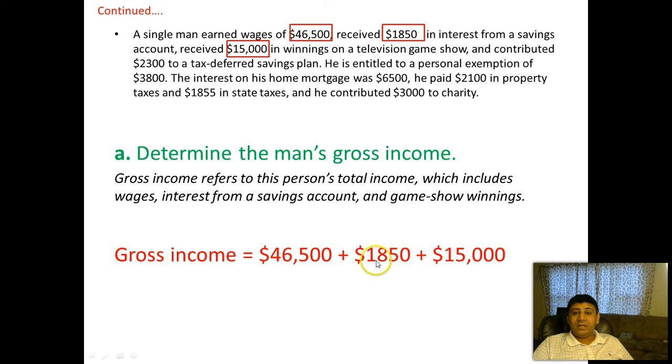46,500 is salary, 1850 his interest, and 15,000 from a television game show. Okay, so if you add all of them up, that will give us 63,350. Okay, so this is his gross income. First part done.